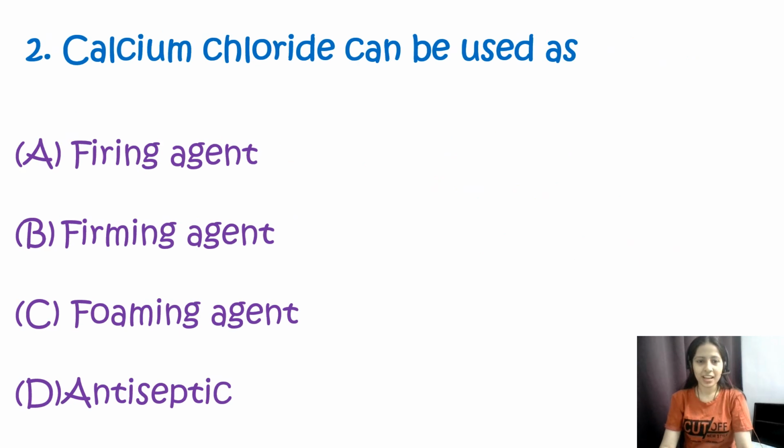Question number 2. Calcium chloride can be used as, options are firming agent, firing agent, foaming agent or antiseptic agent. Calcium chloride can be used as a firming agent. That is, my correct option is B. It helps to strengthen and stabilize the structure of certain foods, particularly in the production of canned fruits or vegetables, in tofu or in pickles. So my correct option is option B, that is firming agent.